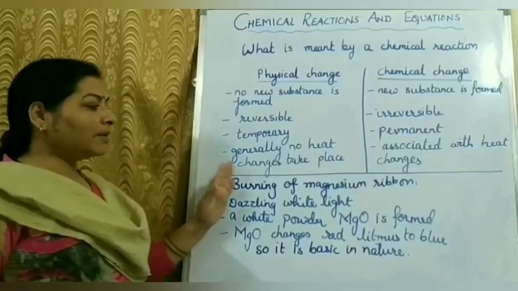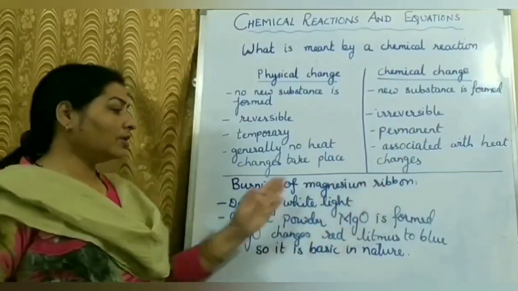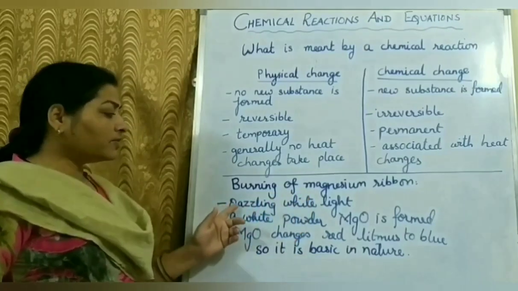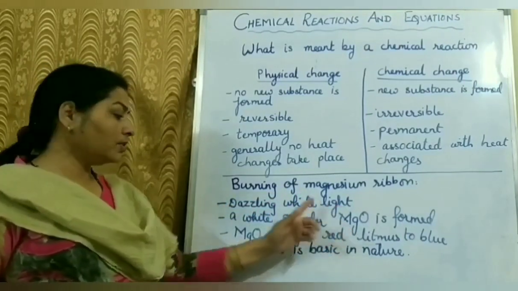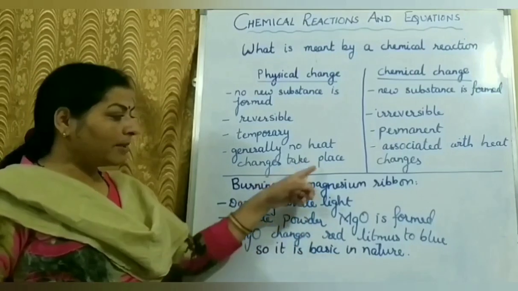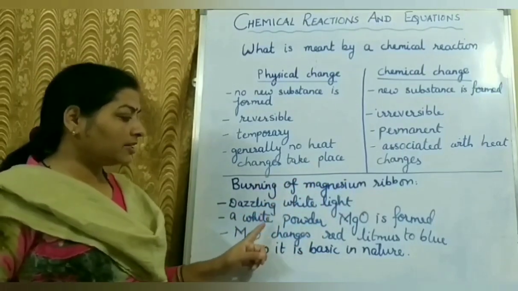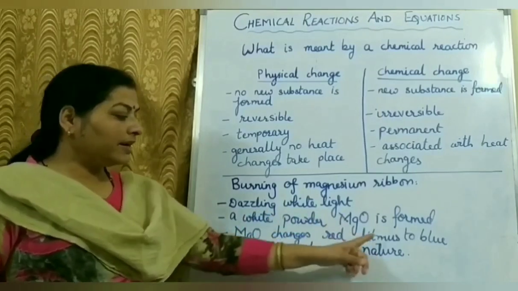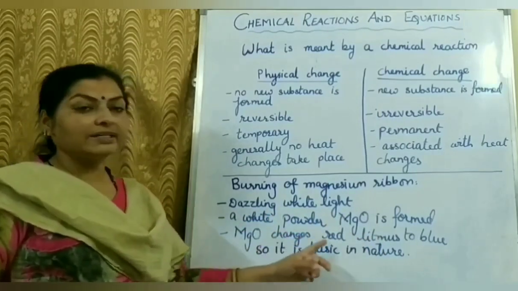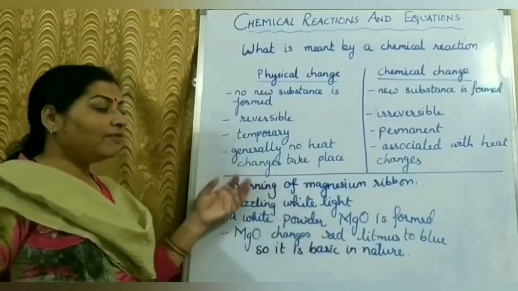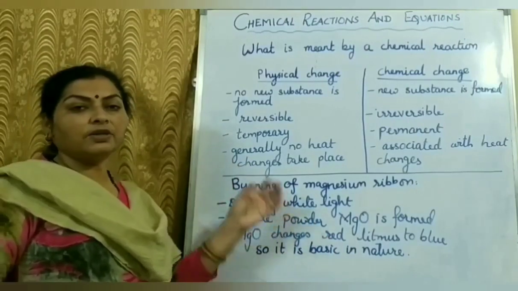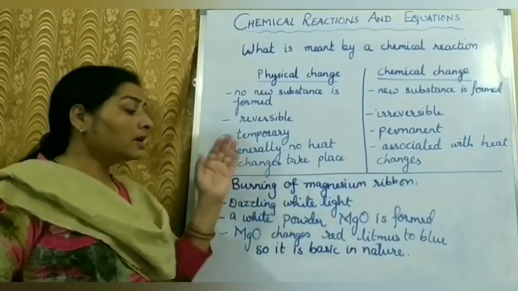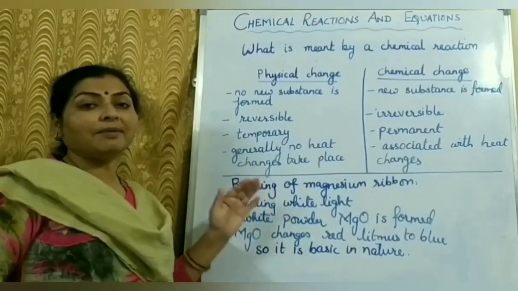So we have seen the burning of magnesium ribbon, and we got to see all these observations in this activity. First we saw that a dazzling white light was produced, then the magnesium ribbon, which is metallic, changes into white colored powder, MgO, and this MgO turns red litmus paper to blue, which shows that it is basic in nature. So every activity which is given in the textbook is associated with certain observations, and you have to remember the observations even from the exam point of view.